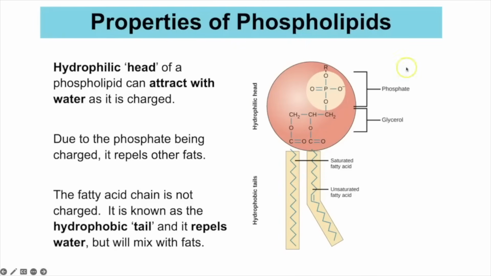Now, because of this phosphate group, it results in very different properties. That phosphate group has a charge, it's a negative charge, and that means that the head, which is what we call this structure at the top, is hydrophilic. And if it's hydrophilic and it's got a charge, it can interact and attract water. The fatty acid tails are non-polar, so they don't have a charge, and for that reason they're described as hydrophobic, and they repel water but mix with fats.